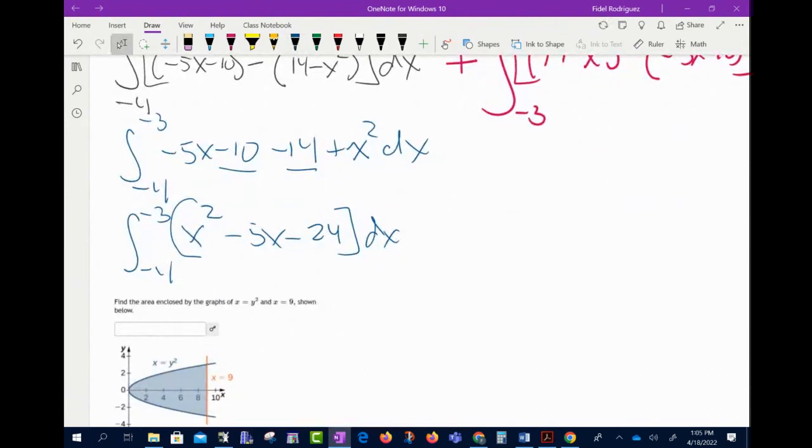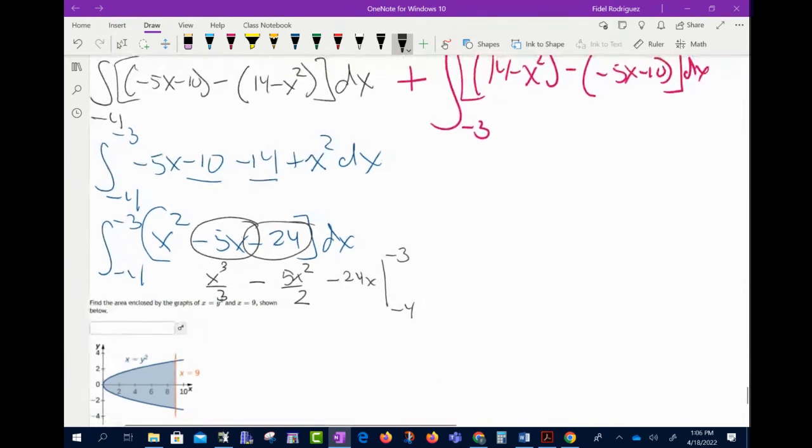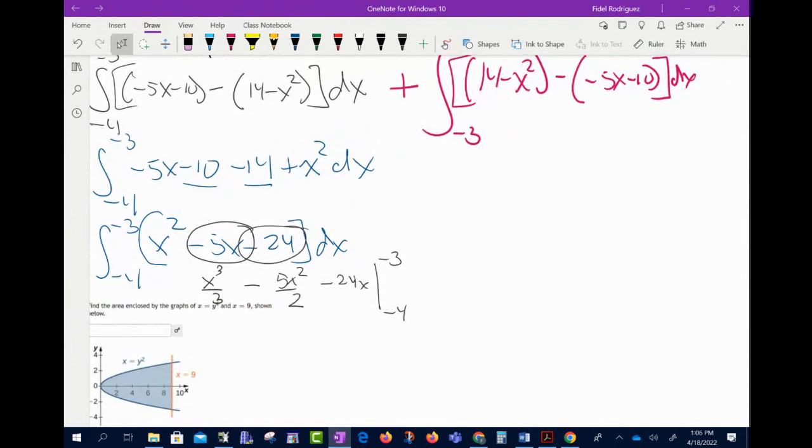Okay, so now let's go ahead and integrate. Question: what is the antiderivative of x squared? X to the third over 3. Good. Minus, what is the antiderivative of a negative 5x? Perfect. And one more time, what's the antiderivative of a negative 24? There you go. And we're going to evaluate this from negative 4 to negative 3. Okay, so we'll do that part in a minute because that's basically calculator work. Let's deal with the second part over here.